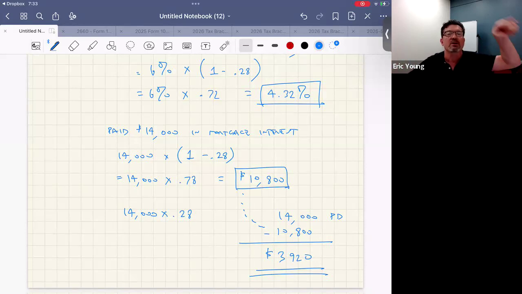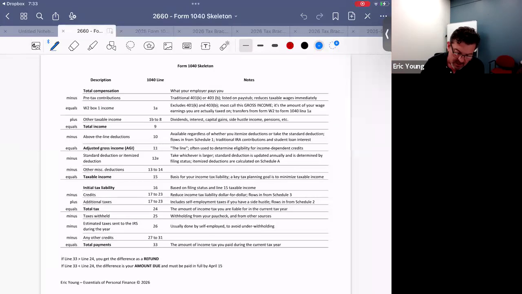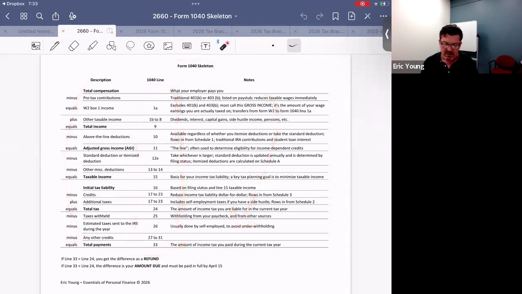And we know how that works in our wealth building system, okay? So we can see it in the numbers, we can see it on the tax form. And like I said, I put together this little skeleton, which takes you line by line, along with notes to help you get from total income to taxable income, to figure out your tax, to figure out if you get a refund or you owe something back, okay?